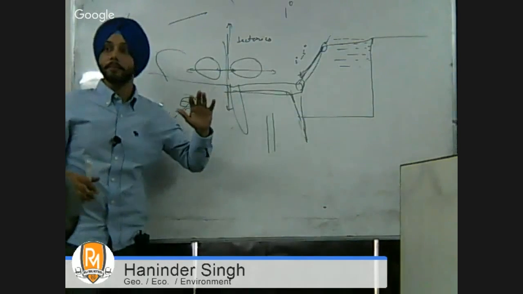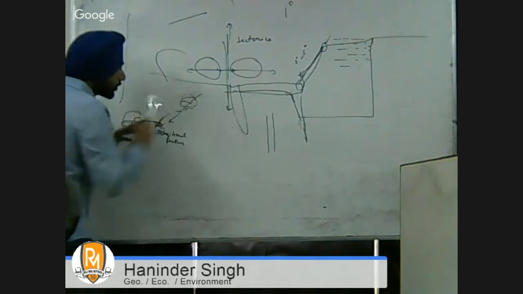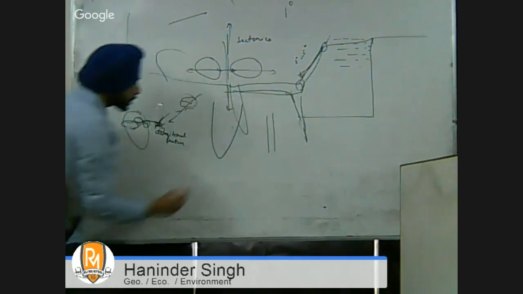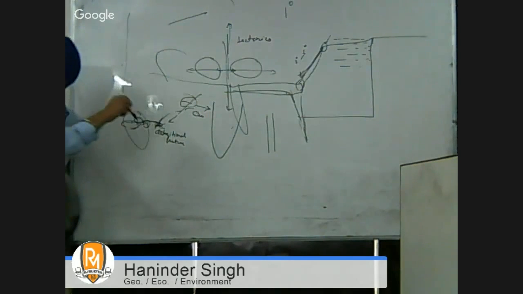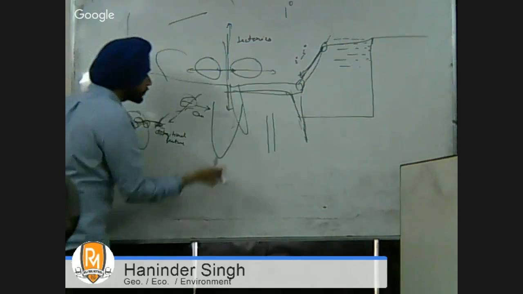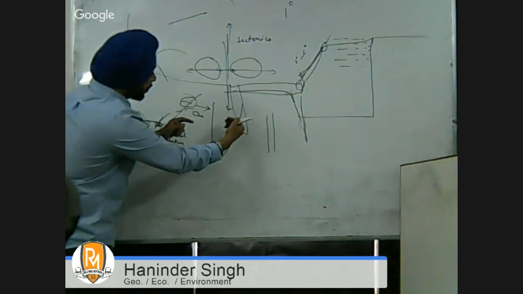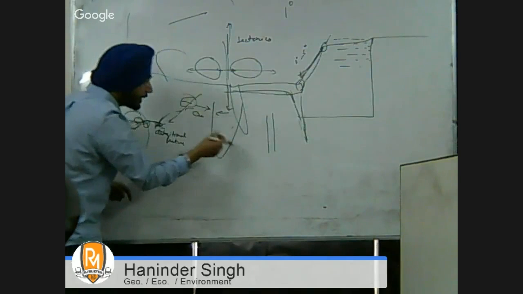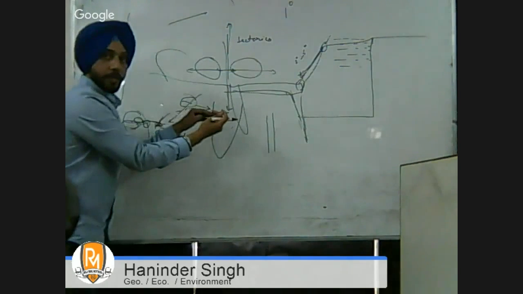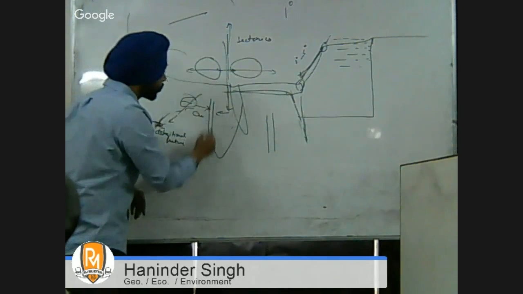So why on the western side? This is Chile. Say this is South America. This oceanic plate, and what is this? South Pacific plate. The South Pacific plate and this South American continental plate are convergent. That's why there is no continental shelf.